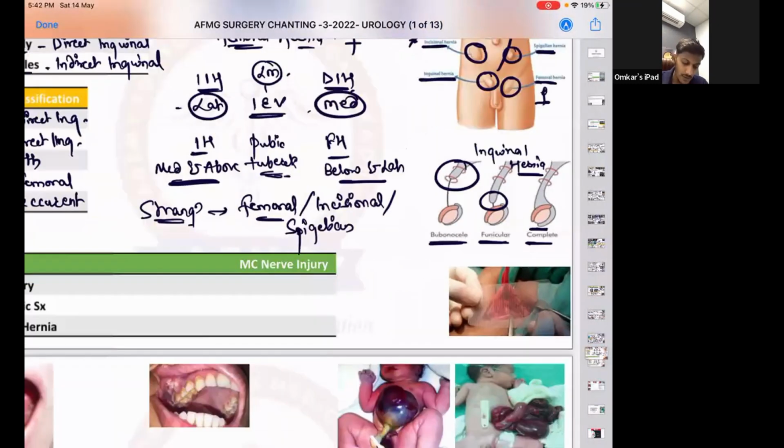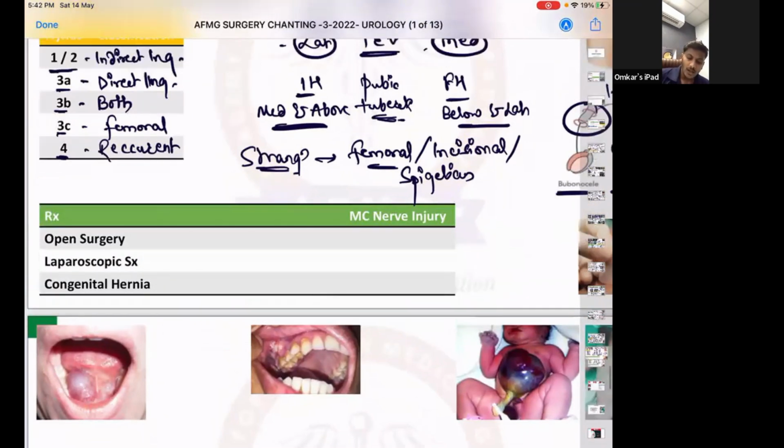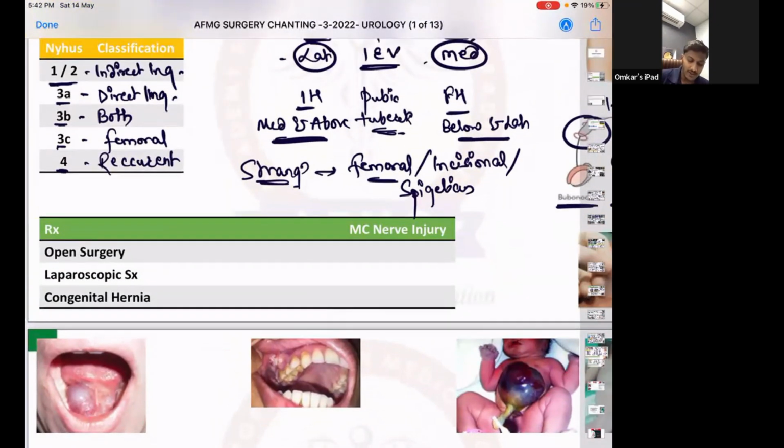No issues with this. Now let me know about the treatment. First of all, for a clinical examination of hernia, we need to check for two conditions. First is the reducibility of the hernia. That means we will ask the patient to lie down and we will try to reduce the hernial contents back into the abdominal cavity. That is the reducibility of the hernia.